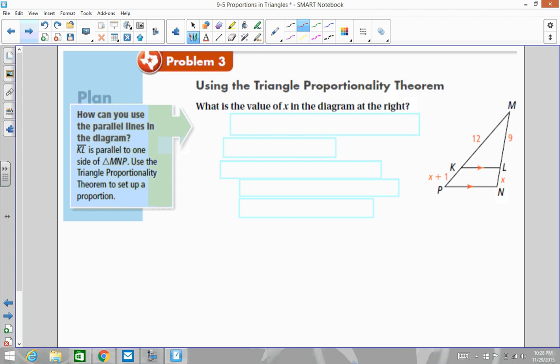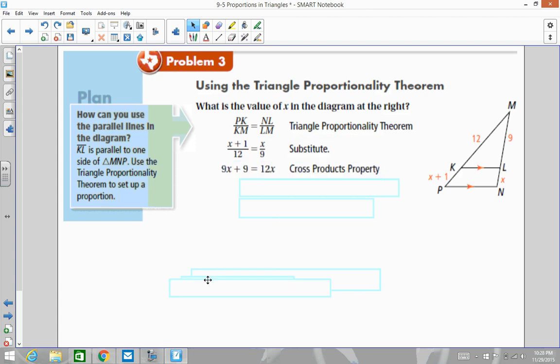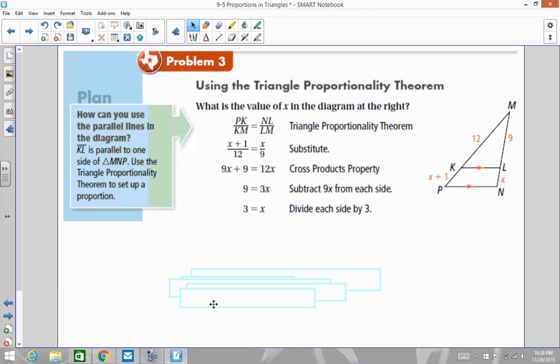All right, so if I look and I have this figure with the triangle proportionality, we know that since these two lines are parallel, then I can set up a proportion of PK over KM is equal to NL over LM, and so then I get this proportion. I substitute those values in. I cross multiply, then I start solving, and so then I get x is equal to 3, and I can plug it back in there and check, and everything works out.